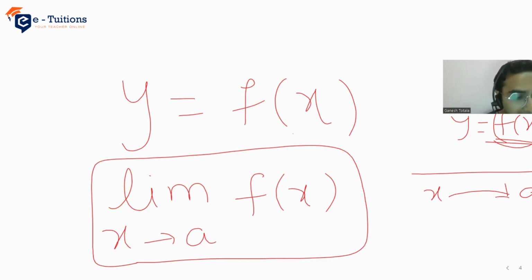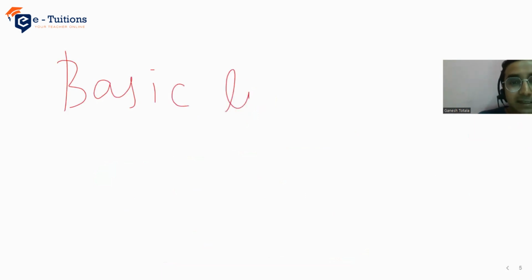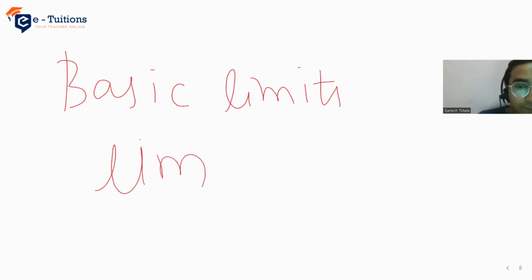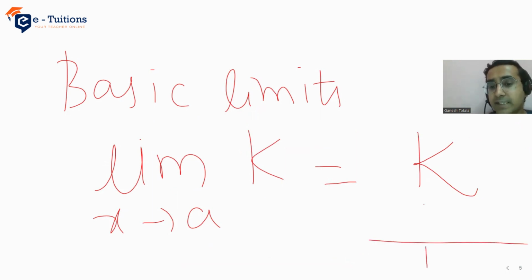Now, let's see some basic limits. The very first limit, among the standard or basic limits: the limit of a constant term when x is tending to a is obviously the constant term. It's always constant because a constant function is irrespective of any variables, right? Suppose I consider a constant function, it is independent of x, independent of any independent variable.